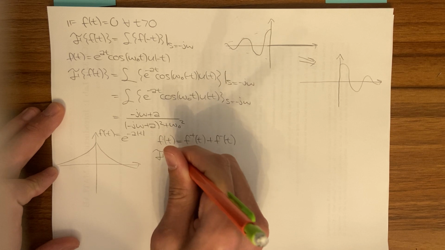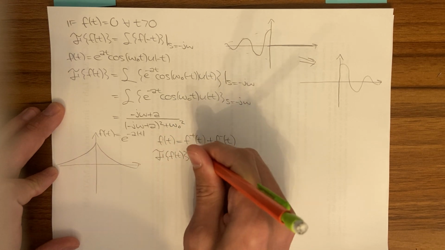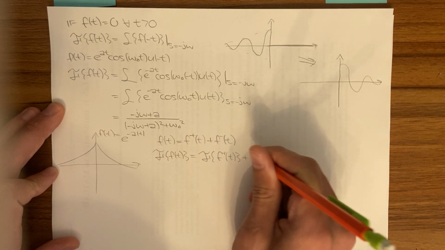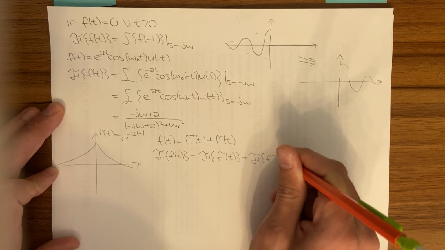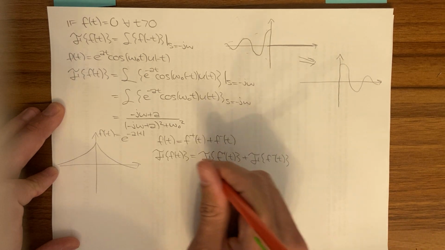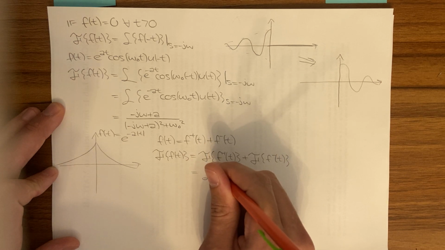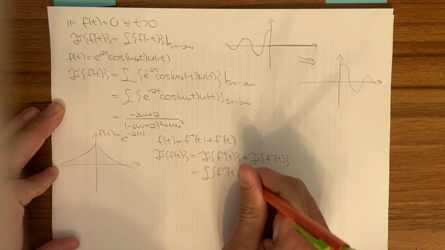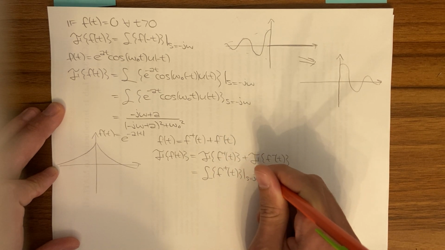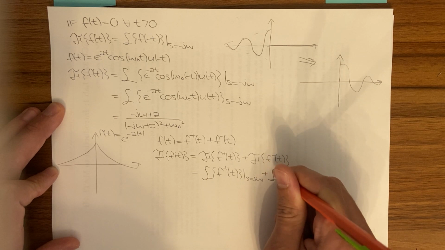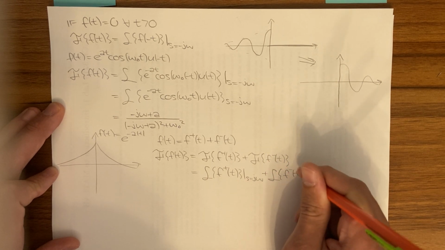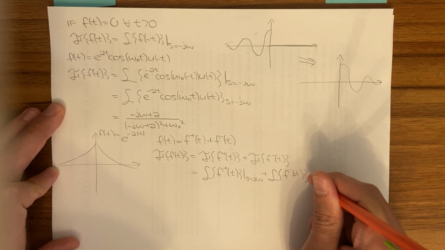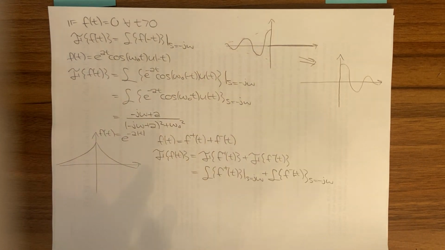Okay, so we can say that the Fourier transform of f of t is equal to the Fourier transform of the positive side plus the Fourier transform of the negative side. That's equal to the Laplace transform of the positive side, evaluated at s equals j omega, plus the Laplace transform of f minus t, or f of negative t, at s equals minus j omega. Okay, so let's do an example of this.